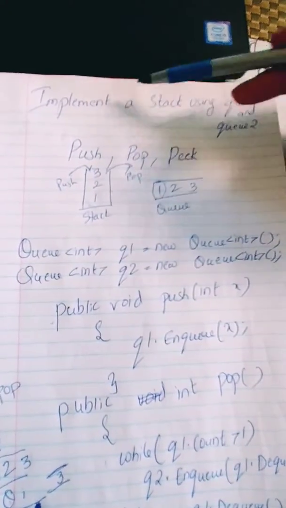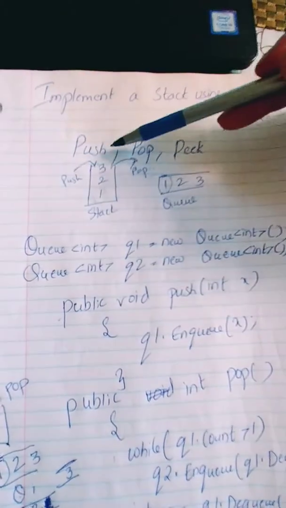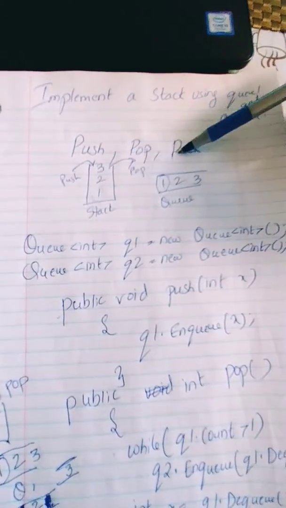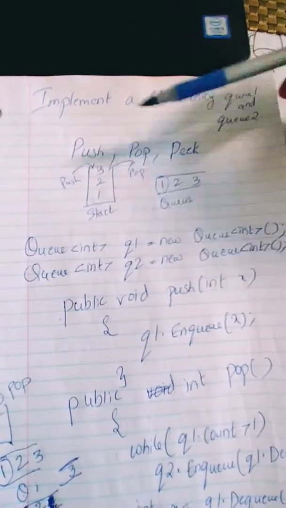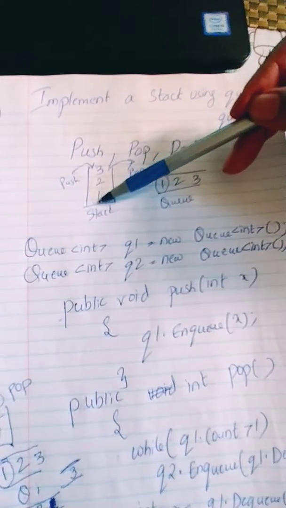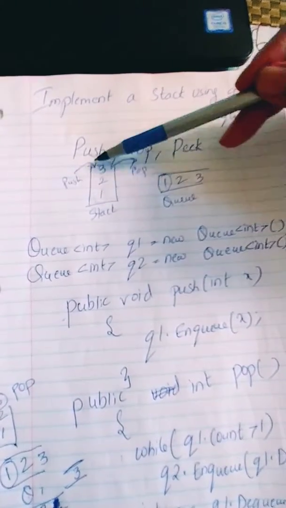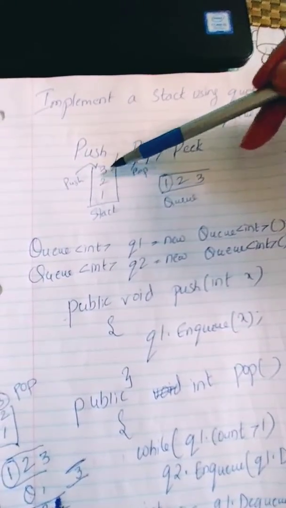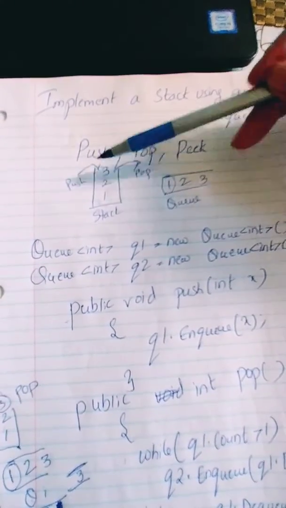This question is about implementing a stack using two queues, Q1 and Q2. There are three basic operations in a stack: push, pop, and peek. When we push, the elements go onto the stack: 1, 2, and 3. When we pop, 3 will be popped, and for peek, it returns 3.